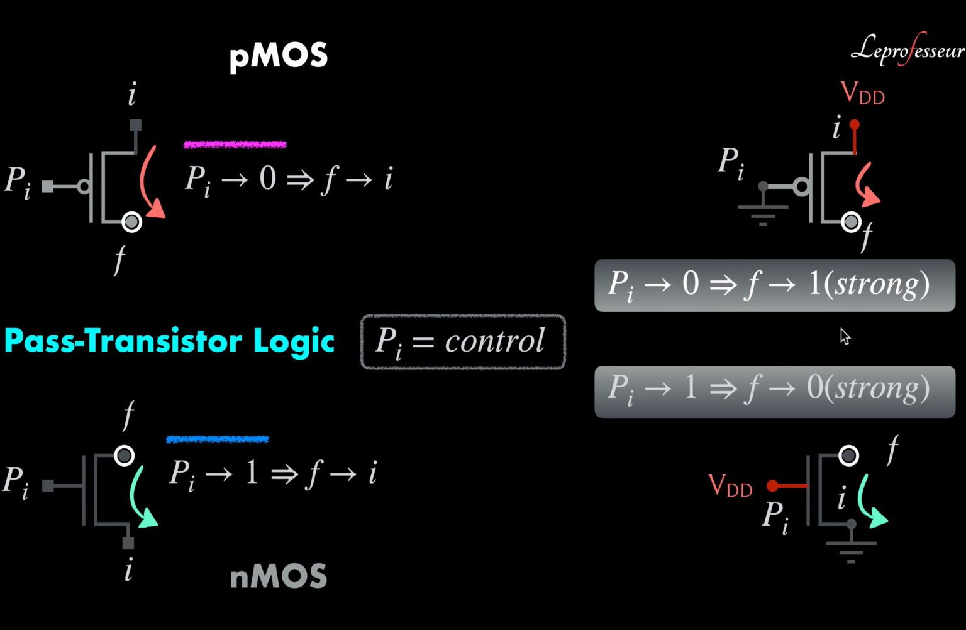We have also established the fact that when the gate control PI is 0 for PMOS, it produces a stronger 1. And when the gate control PI is 1 for NMOS, it produces a stronger 0. So remember that these are two important characteristics we're going to be using. Good.